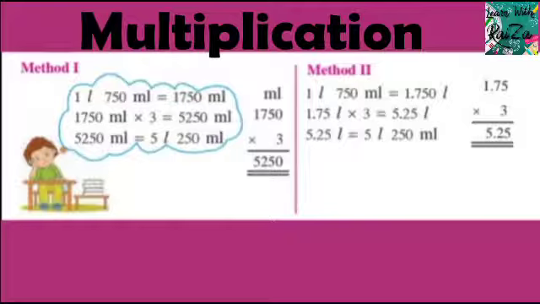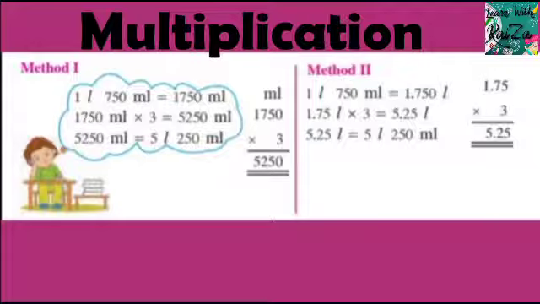The second method: 1 liter 750 milliliters, we are converting into liters. After that we are multiplying the value by 3 and getting the answer in liters. So 1.75 liters multiplied by 3 is 5.25 liters. To write 5.25 liters in milliliters, what is the relationship? 1 liter equals 1000 milliliters. So 5.25 liters equals 5 liters and 250 milliliters.